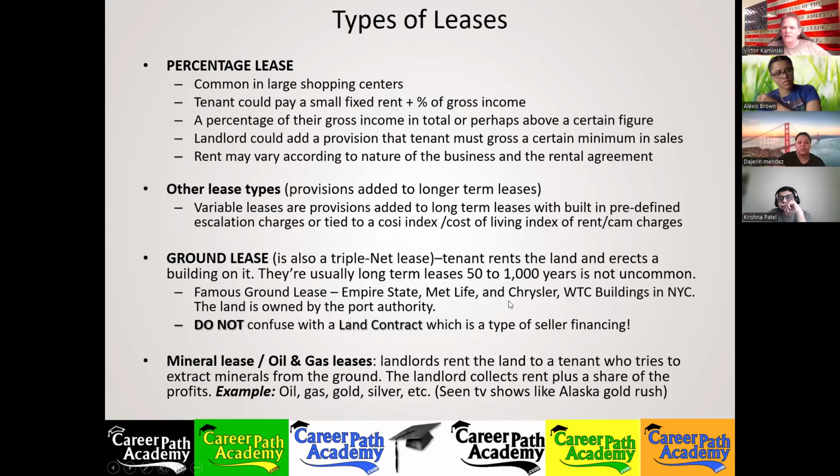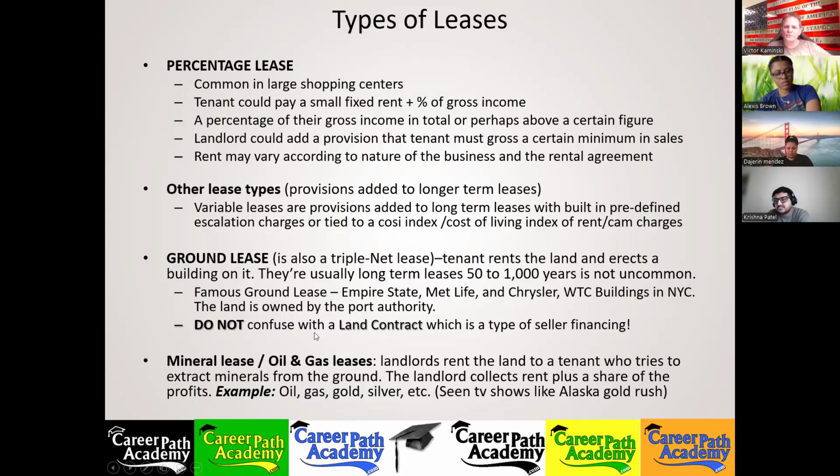The MetLife Building, the Chrysler Building, the World Trade Centers, all that used to be on land that's owned by the Port Authority. Now the World Trade Centers got knocked down, but now we've got the Freedom Tower there in its place.